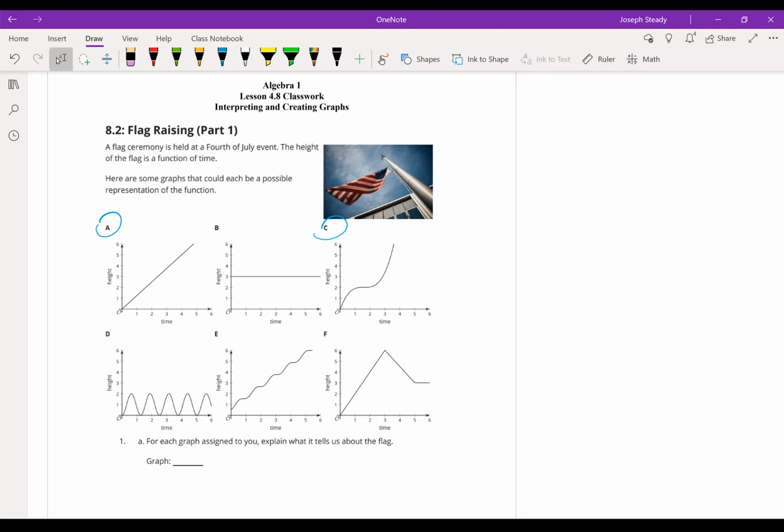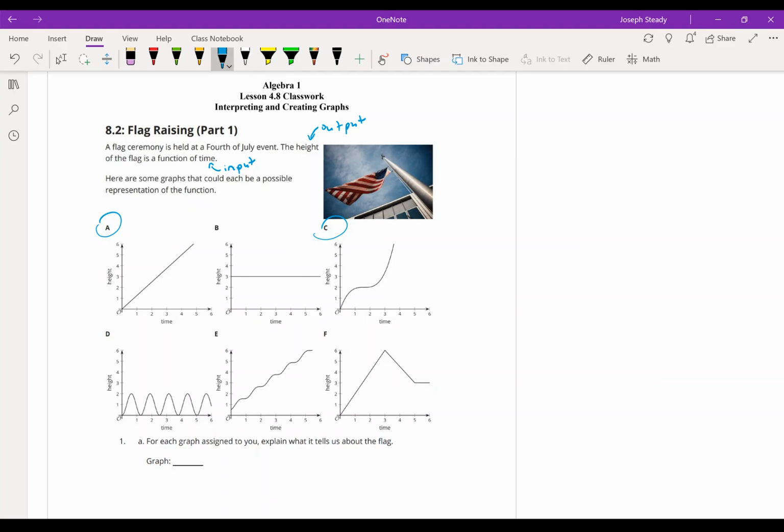In this video, we're looking at Unit 4, Lesson 8, and we're starting off with problem 8.2, which deals with a flag-raising ceremony at a 4th of July event. So here they give us 6 different graphs that represent the height of the flag as a function of time. Now remember, that means for us that the height here is our output, and time here is our input.